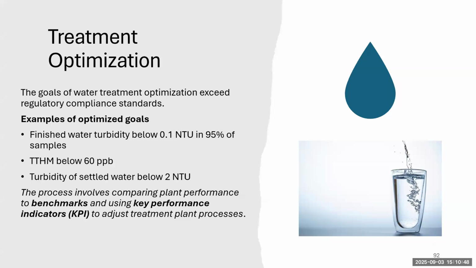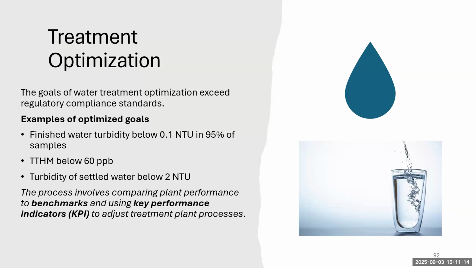We might shoot for a finished water turbidity of 0.1 NTU rather than 0.3. We might shoot for total trihalomethanes to be below 60 parts per billion instead of 80. For the turbidity of settled water after our sedimentation basin, we might shoot for something between 1 and 2 NTU. That would be a process control in the middle of the process.